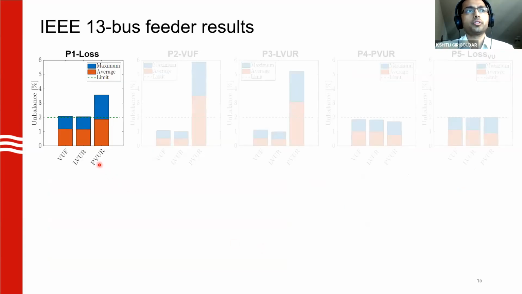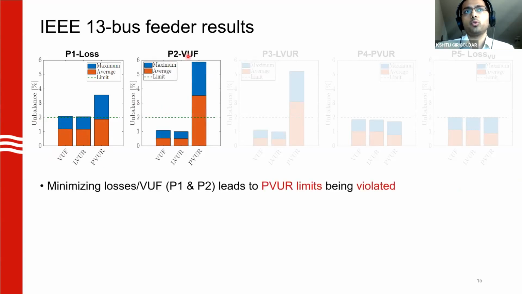I'll start by showing the results of unbalance. On the x-axis, we have the 3 different unbalance metrics. And on the y-axis, we have the unbalance in percentage. The green dashed line is the 2% limit specified for VUF and PVUR. The orange bars here are the average unbalance that we see across all 3-phase nodes in the grid. And the blue bar here is the maximum unbalance that we see at any single 3-phase node in the grid. As you can see, the unbalance limits are violated for PVR, especially in this case. When we minimize VUF, as expected, VUF goes down, but so does LVUR too.